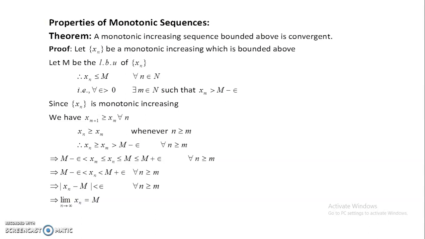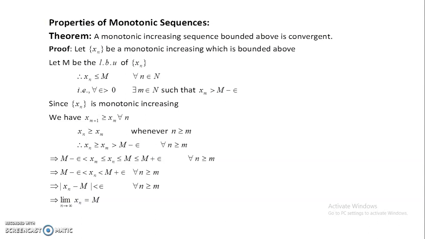And now we can see that the nth term of the sequence lies between M minus epsilon and M plus epsilon for every n greater than or equal to m. That means the sequence is oscillating within a small enough epsilon, so the modulus of xn minus capital M is less than epsilon for every n greater than or equal to m. That is, the limit of xn as n approaches infinity is M.